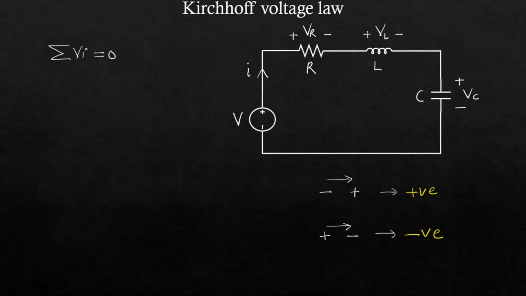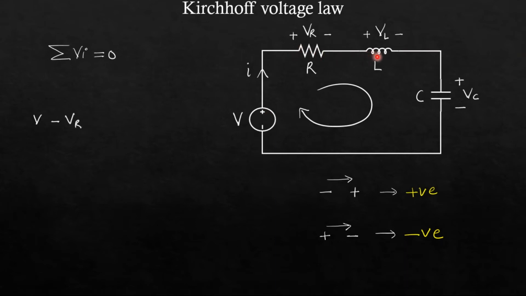So let us write a KVL equation. For that, let us move in clockwise direction. Let us start from this point. Here you can see we are moving from minus to positive, so it will be plus V. Again we are going from positive to negative terminal, so it will be minus VR.